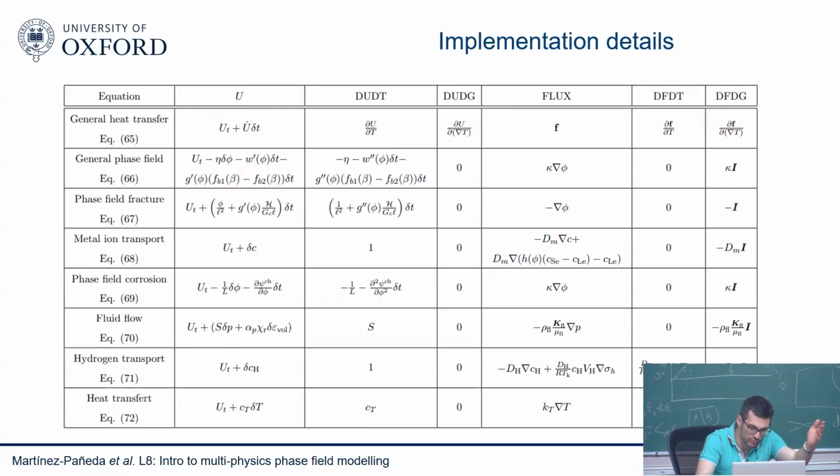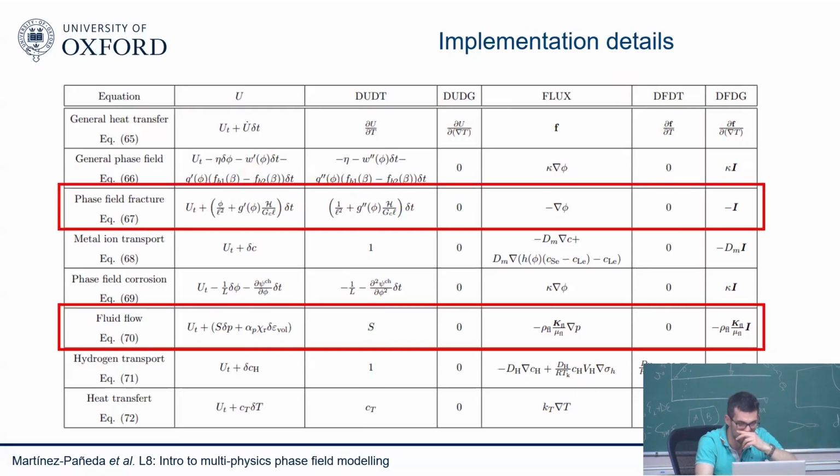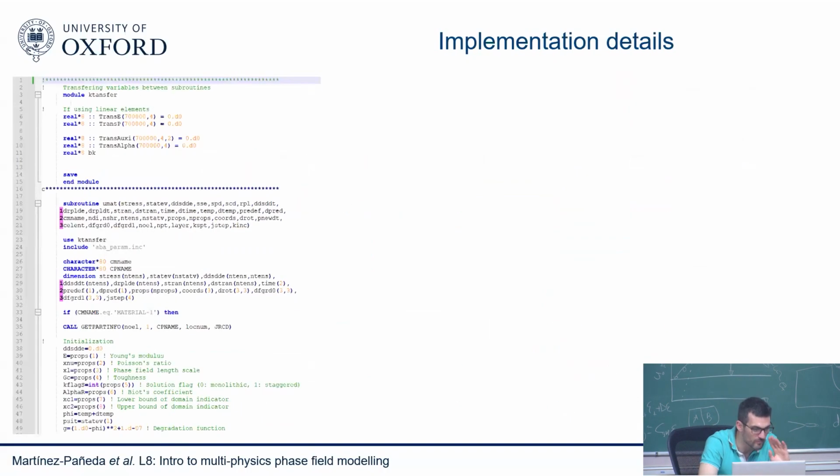So you go back to your equation, you write those things down, and then the only code that you need to do is the same code as you had before, but you do have a Fortran module to transport whatever you need to transport. For example, in the case of hydrogen, you want to know hydrogen in the fracture problem to degrade your toughness, and you want to know hydrostatic stresses in the hydrogen problem to drive hydrogen diffusion.